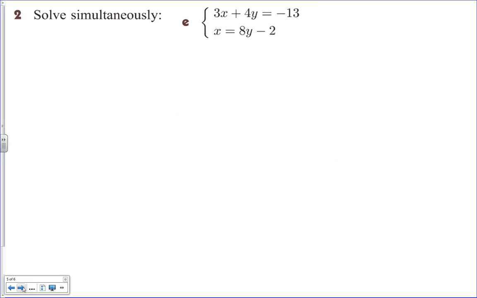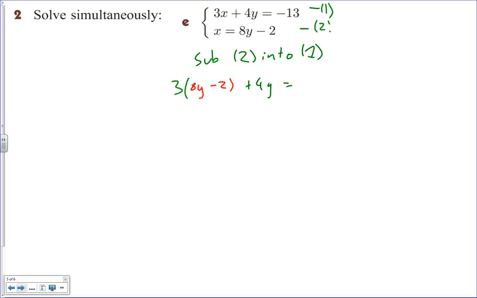E, substituting again. So 1, 2. So sub 2 into 1. So 3 bracket 8y take 2 close bracket, plus 4y equals negative 13. So 3 8s are 24y, take 2 3s are 6, plus 4y equals negative 13. So we've got 28y equals negative 7.